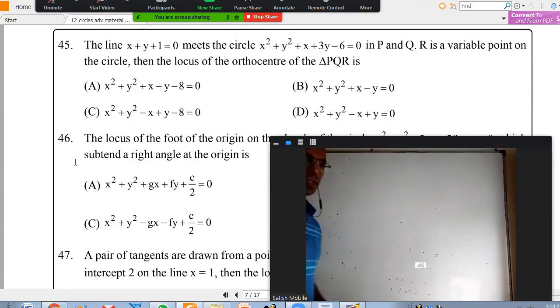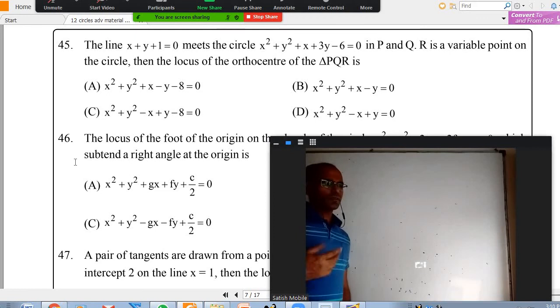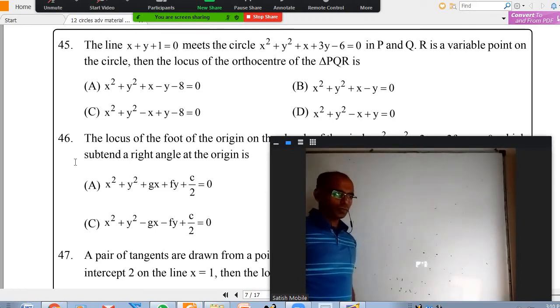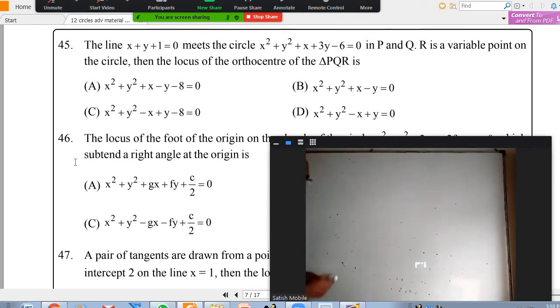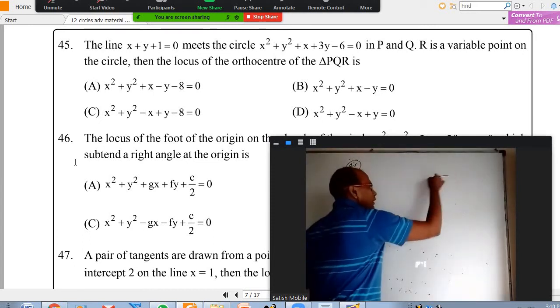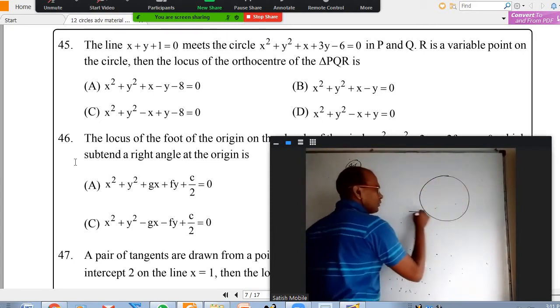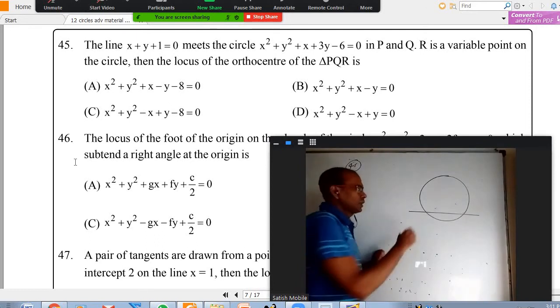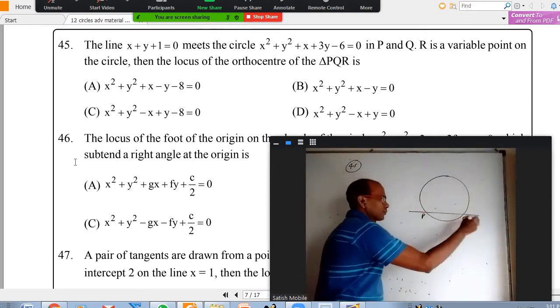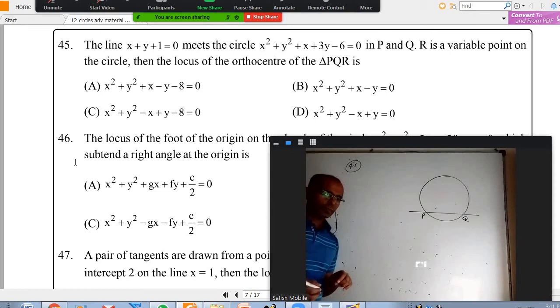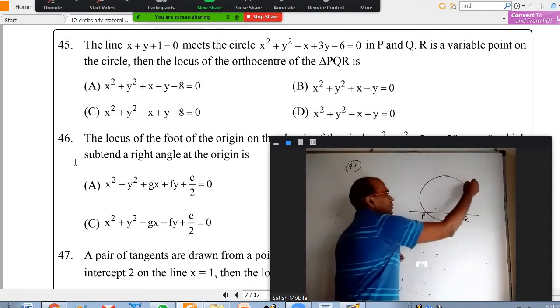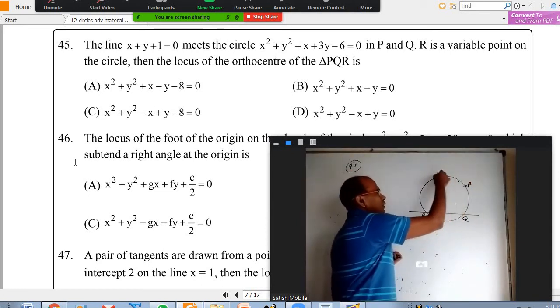Okay, question 45. The line cuts the circle in P and Q, and R is a variable point on the circle. Find the locus of R. This is a nice question. Okay, I have a circle and I have a line. They're intersecting at P and Q. R you can take anywhere you want. R here, R here, R here.